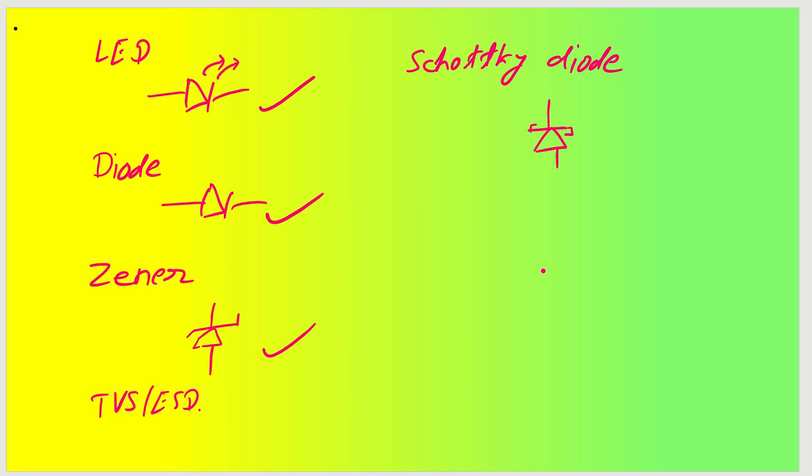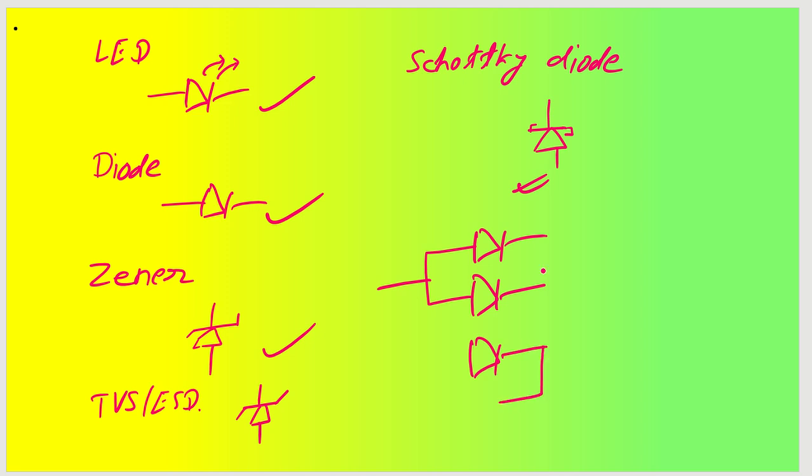We have a TVS diode, you can keep it something like this. Okay, let's say this. And then we have Schottky diodes and all. You can have a diode pair as well. Let us say we want to have something like this, a common anode diode. Okay, or it can be something like this, a common cathode diode will be there.